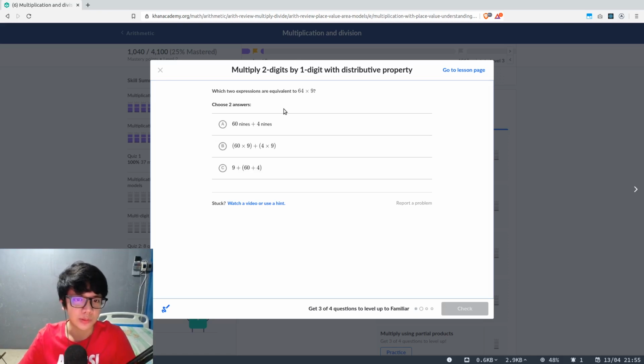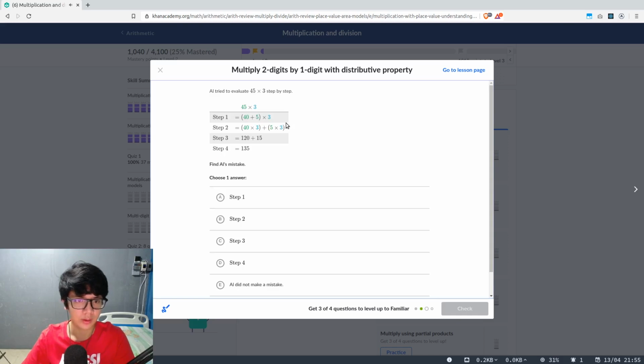Okay, so which two expressions are equivalent to 64 times 9? 6 9s and plus 4 9s. Plus 4 times 9. I'll try to evaluate 45 times 3. Find Alan's mistake. So 40 plus 5 times 3. 40 times 3 plus 5 times 3. It's 120 plus 15. I think he did not make any mistake.